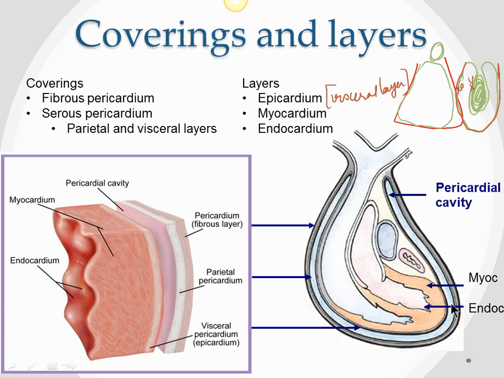Remember, epi is outside, endo is inside. So epicardium is the outermost layer of the heart. Myocardium is the middle layer, M and muscle. And endocardium is the innermost layer. Okay?